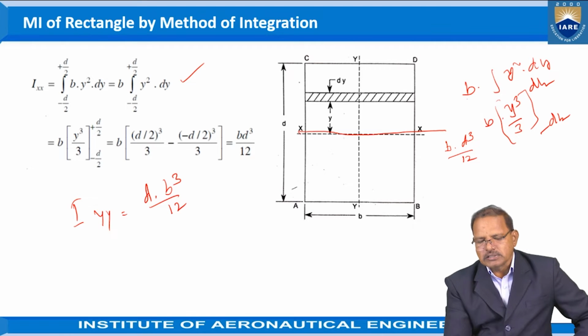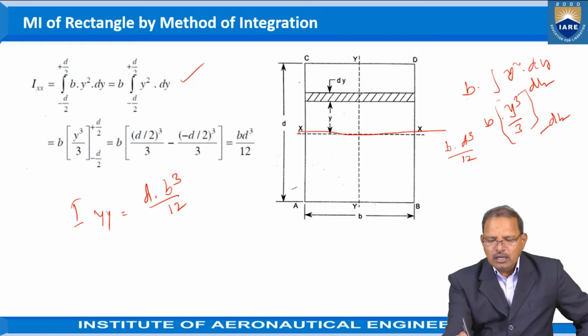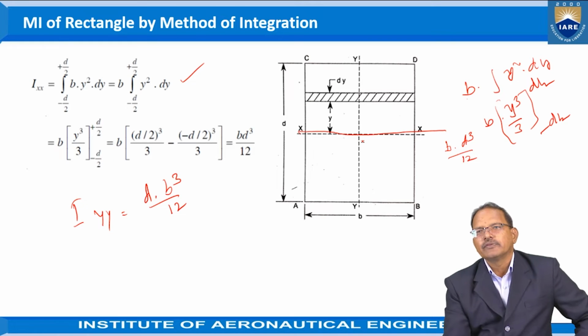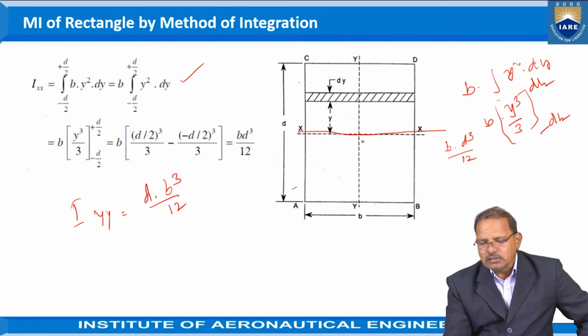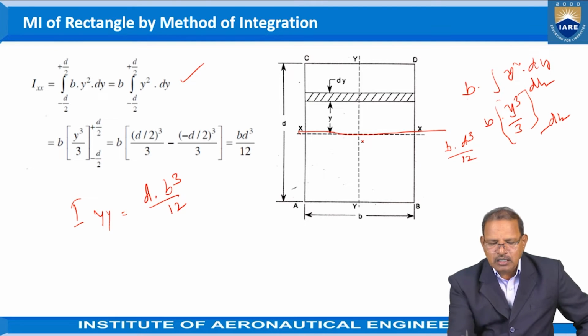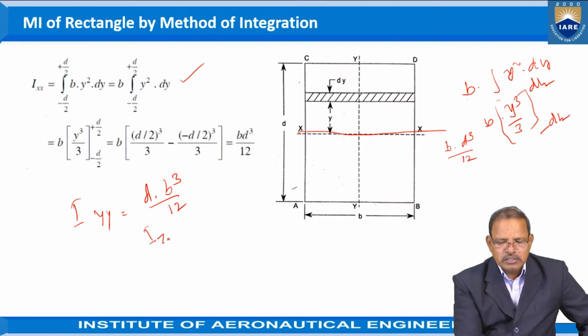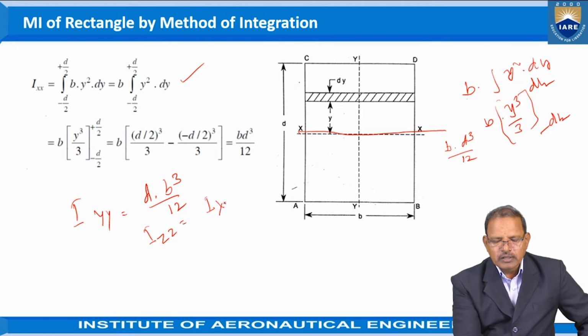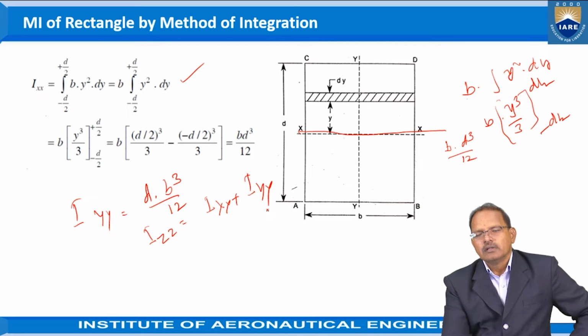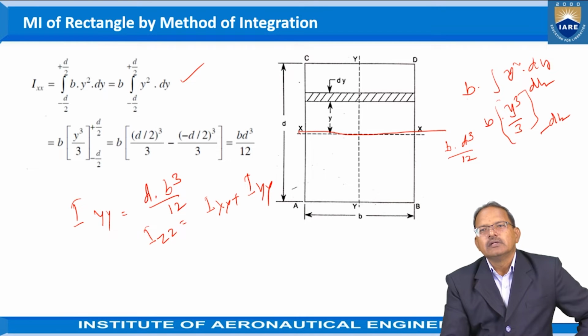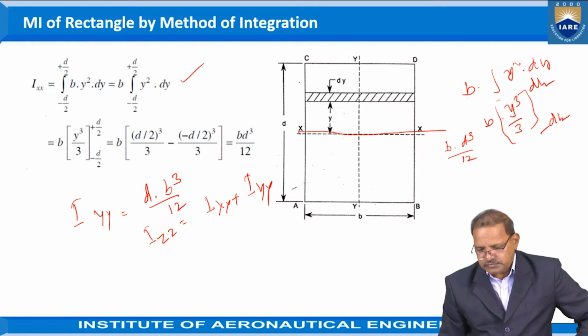Now according to the perpendicular axis theorem, the moment of inertia of this entire area about the z-axis, which passes through the intersection of the x-axis and y-axis and through the central axis, is Izz equal to Ixx plus Iyy. This is our required answer.